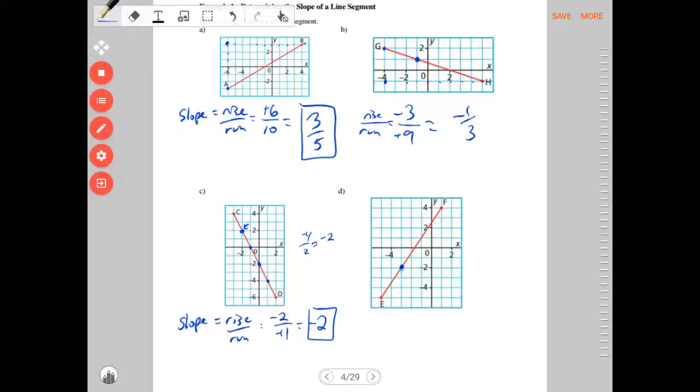And then the last one. Look, not a perfect point, not a perfect point, nope. Oh, this one's perfect. So my slope, again, rise over run. So 1, 2, 3 up, and 1, 2 over. So 3 up is plus 3. 2 to the right is plus 2. So this works out to 3 over 2. So that's the slope for that one.